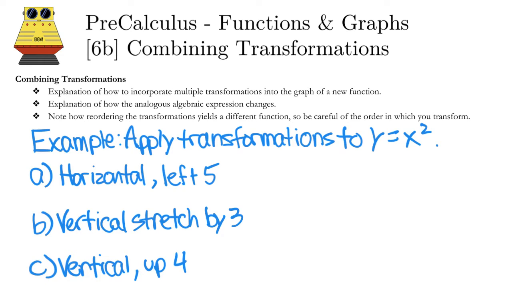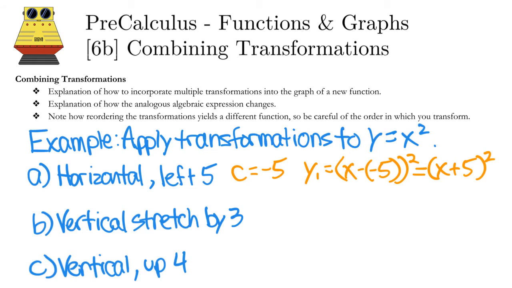For part A, the c value is -5. So the new function is y sub 1 equals (x minus -5) cubed. That's the same as (x plus 5) cubed, so we could just write it like that. For part B, we're stretching by 3, so we'll multiply the entire function by 3. So we have y sub 2 equals 3(x plus 5) cubed.